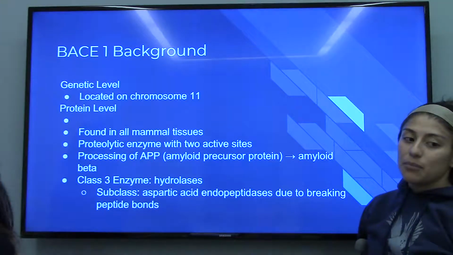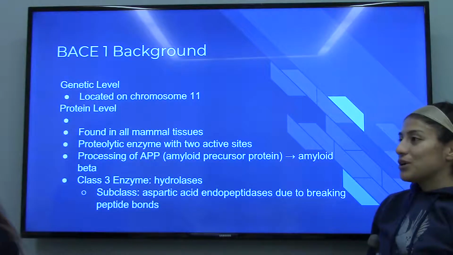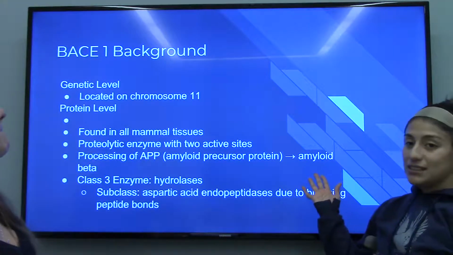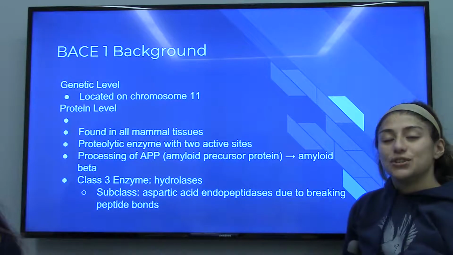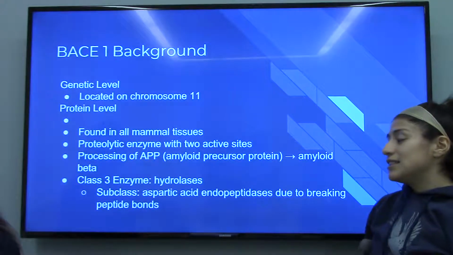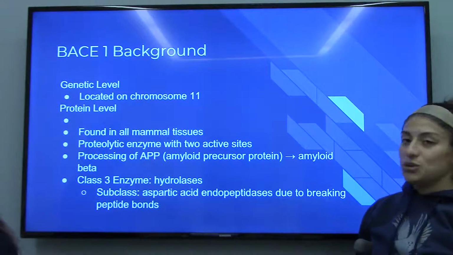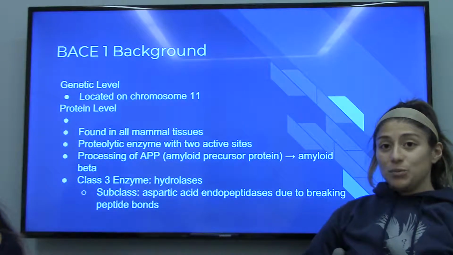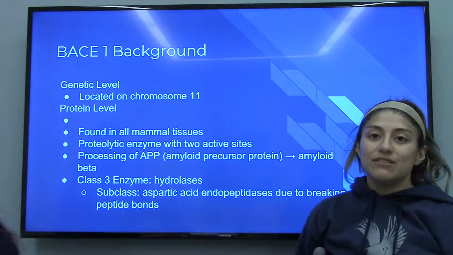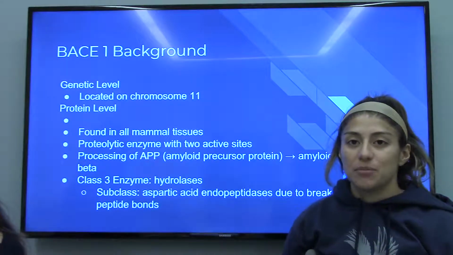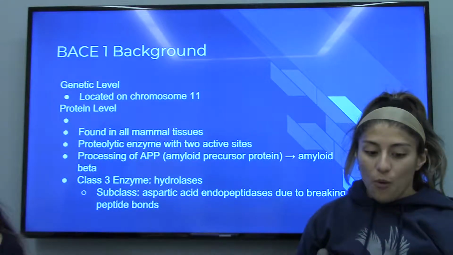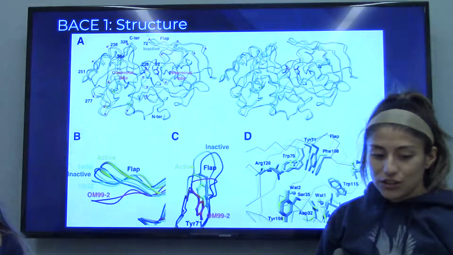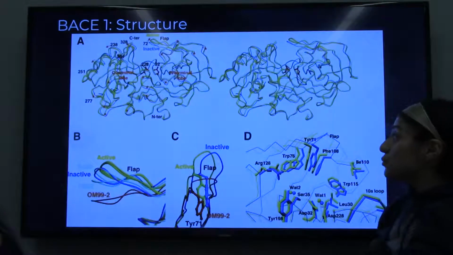It is found to process amyloid precursor protein, which is better known as APP, which then forms amyloid beta, as seen here. It is classified as a class 3 enzyme, which means it is a hydrolase, and its subclass is aspartic acid endopeptidase due to its breaking of peptide bonds. It has a counter protein, which is known as BACE2. BACE2 is believed to be more astrocytic, which is a subtype of glial cells in the central nervous system, whereas BACE1 is more neuronal. And in the next slide, we are going to talk about the structure of BACE1.